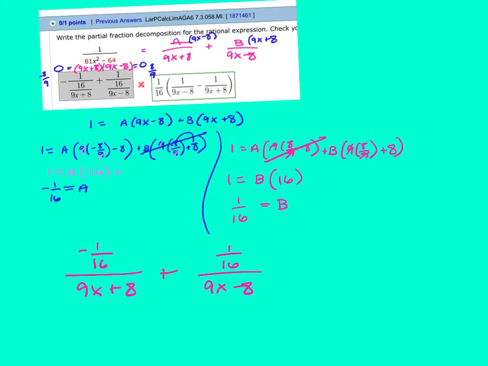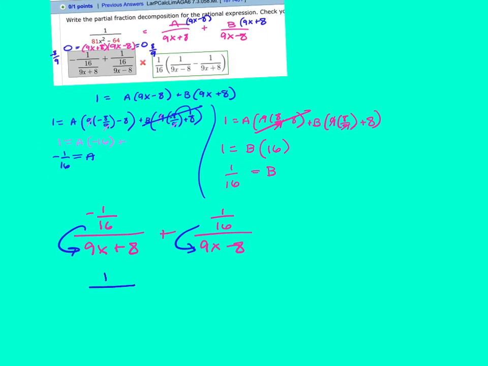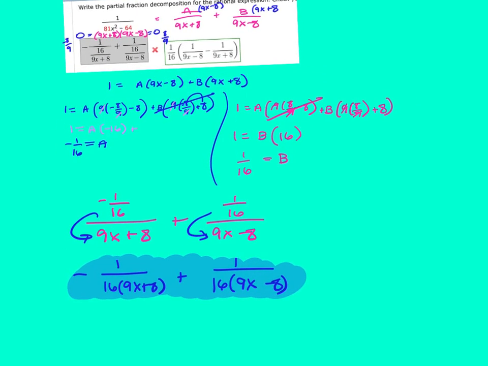The fractions have to get brought down to the bottom. Yeah. So it should be negative 1 over 16(9x plus 8) plus 1 over 16(9x minus 8). Yeah. If you put it in the numerator? Yeah, WebAssign would take it. I don't want you to leave a complex fraction inside the fraction.